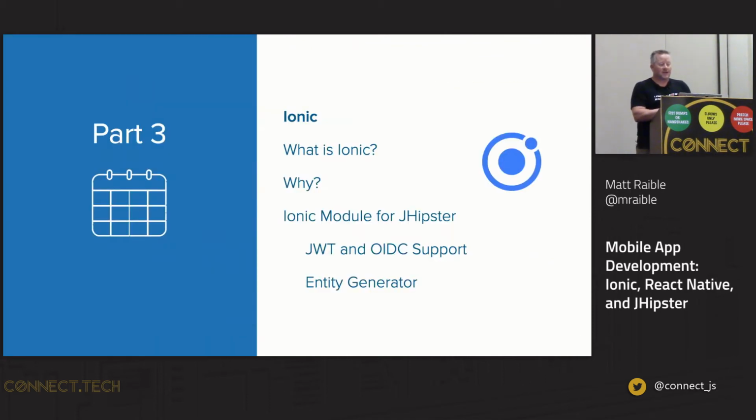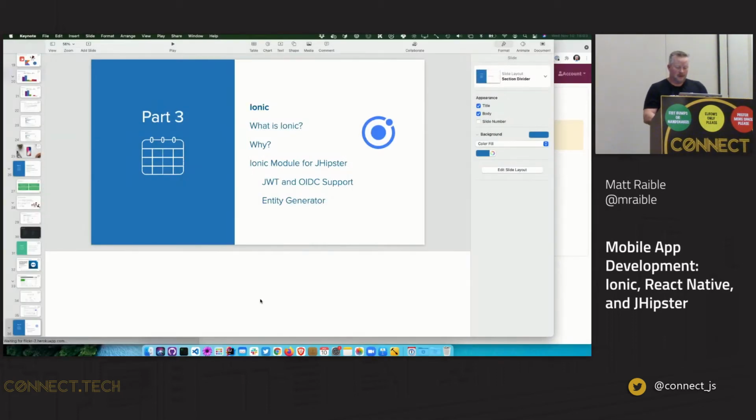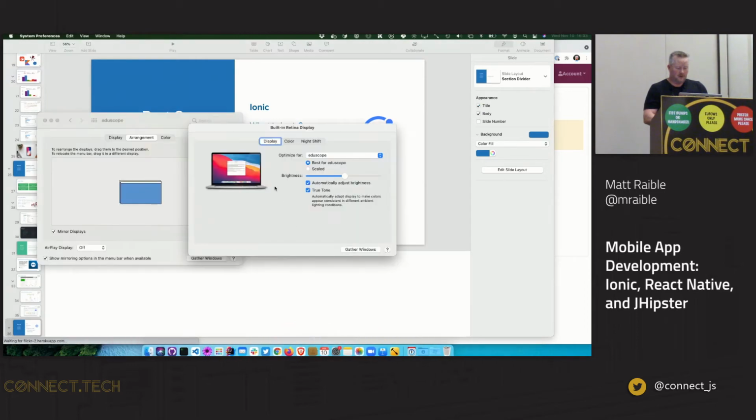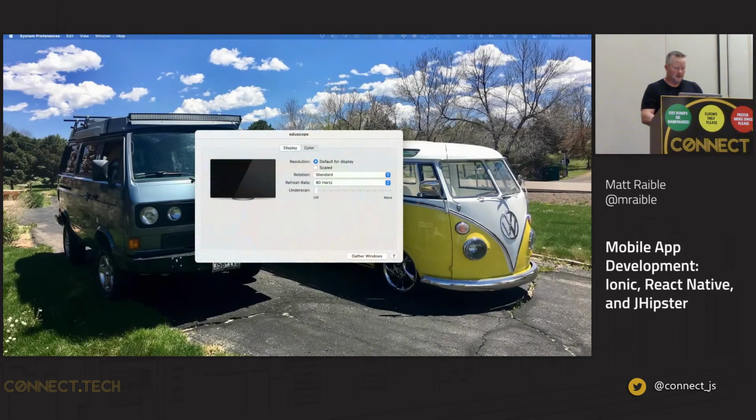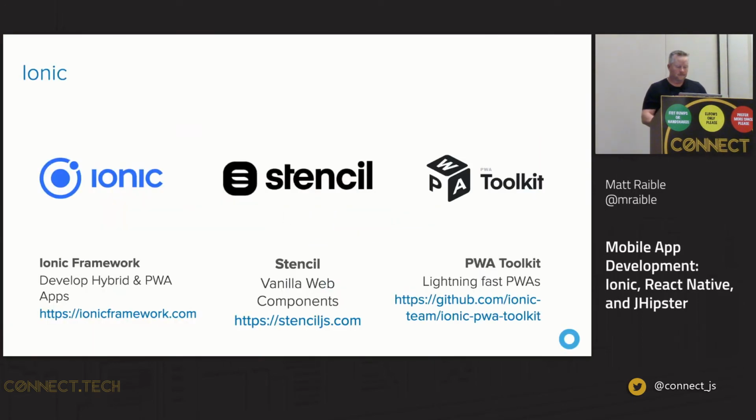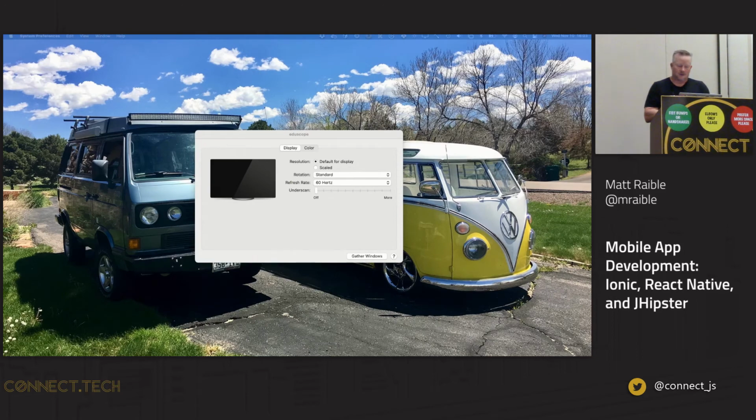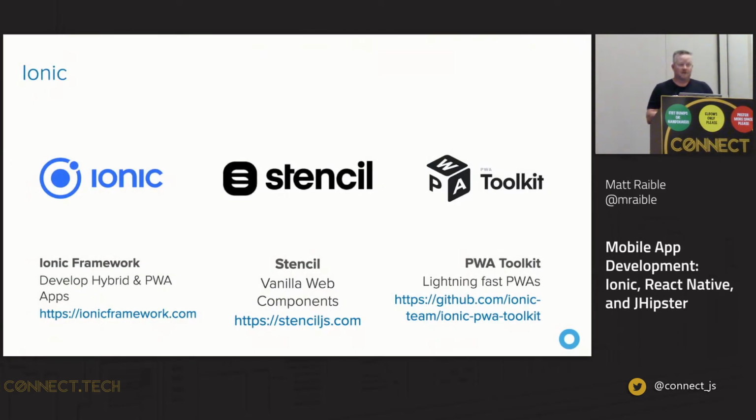So part 3 is Ionic. What is Ionic, and why? Let's talk about the Ionic module for JHipster. Ionic is very interesting because they have a company that's called Ionic as well, right? And it's always tough when you have a product that's the same name as your company. So if you're familiar with Ionic, now it's called Ionic Framework, but the company is still Ionic, so they had to tack Framework on there to tell them apart.